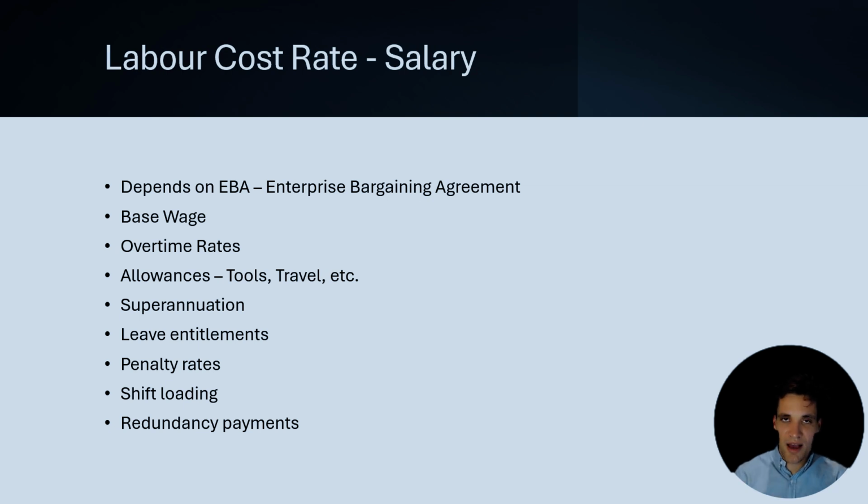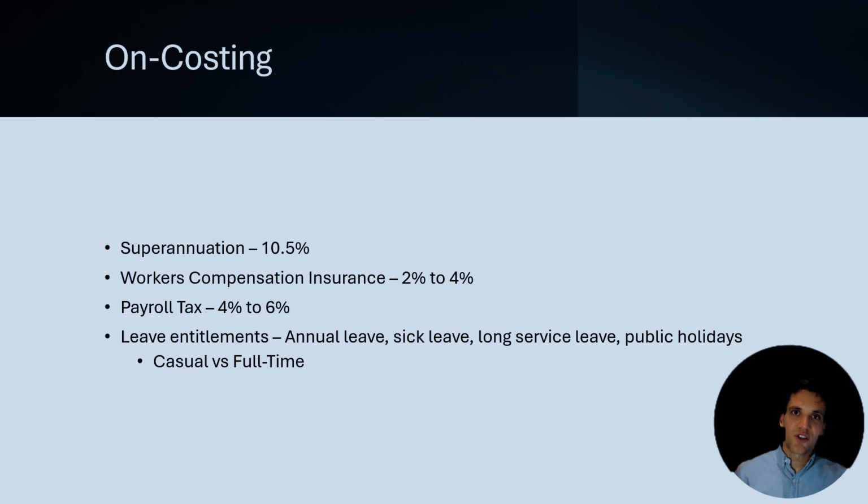So when we're allowing for someone's salary, we have to be very, very mindful of all these other conditions. And particularly, we have to be mindful of things like overtime and shift loading. So for example, if we have to do works at night, all these things have to be factored into the rate we build up for somebody's salary. The next thing we have to factor in is on-costing.